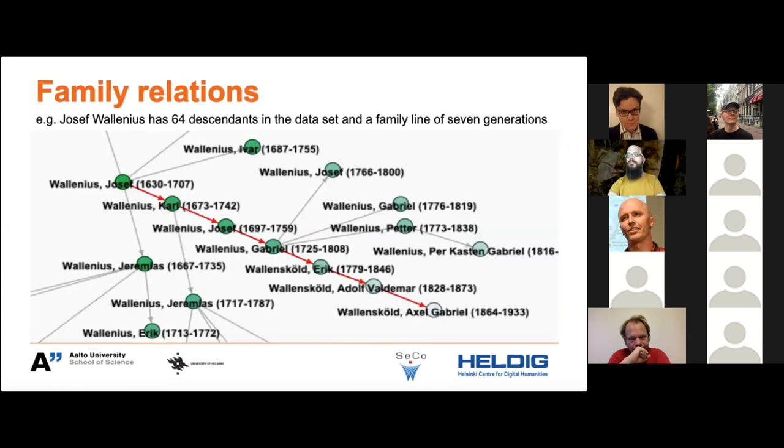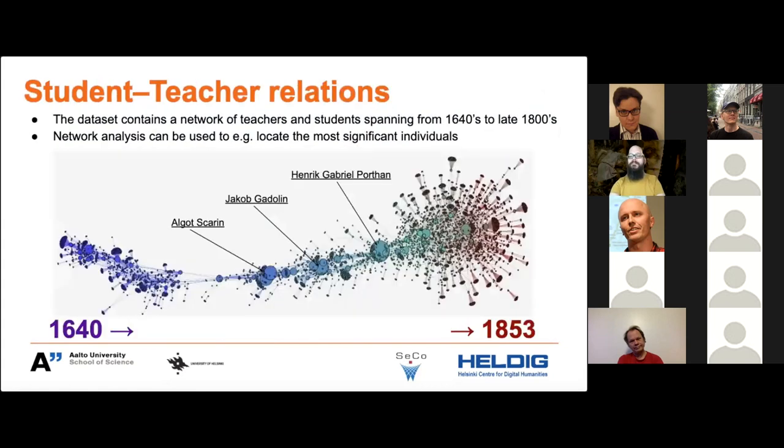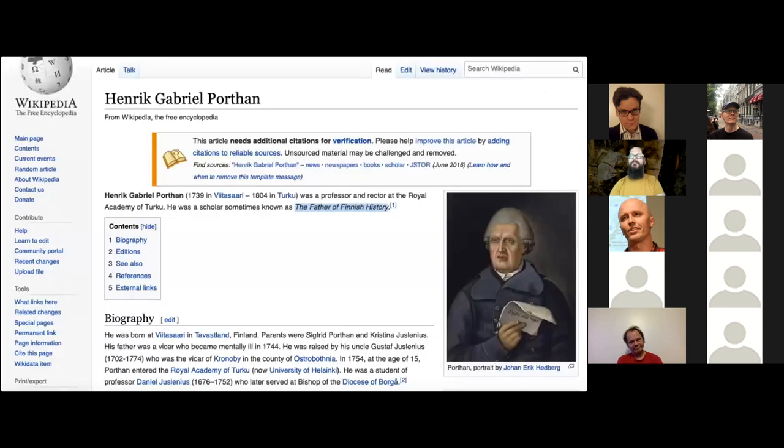The data set is rich with family relations. As a chosen example of the family networks, we have picked a family line starting from Josef Valerius. 64 of his descendants have also been students at the university during the following seven generations. In addition to the family relations, the dataset contains a network of teacher-student relations, spanning all the way from the 1640s to late 1800s. By network centrality measures, like PageRank, the most central person in this network is Henrik Gabriel Porthan, who has been the instructor or supervisor for more than 170 academic theses.